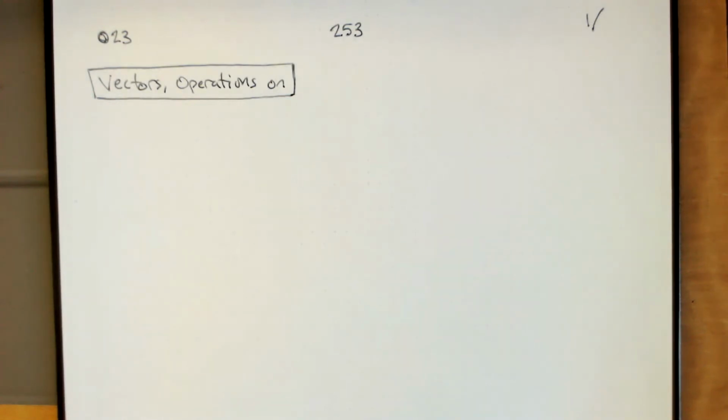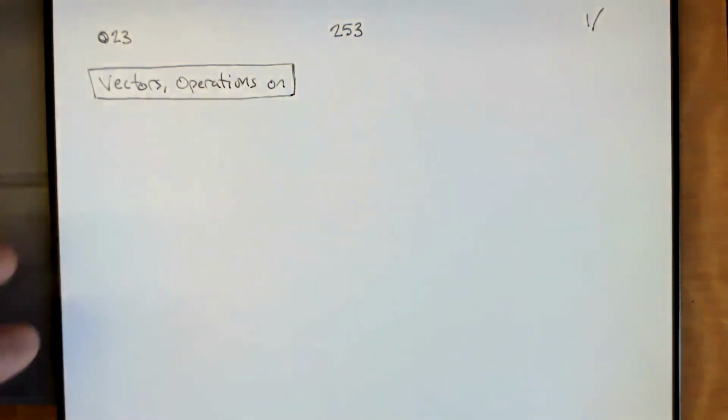Yesterday, we introduced the idea of a vector. And today, we want to talk about operations that we can perform on vectors. We want to talk about how we represent the vectors, how to perform the operations, and how we can interpret what those operations mean.